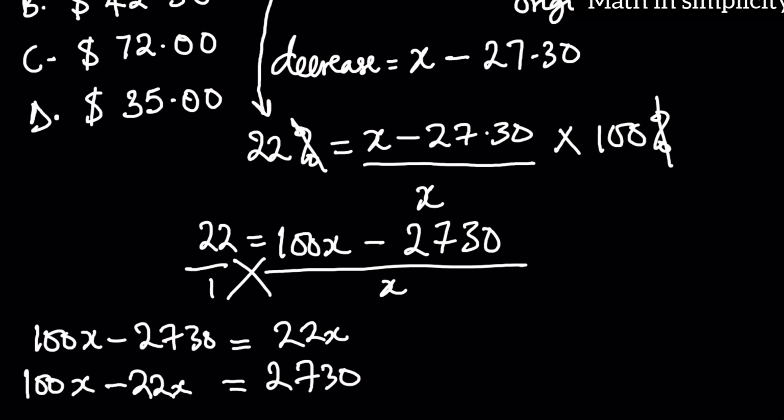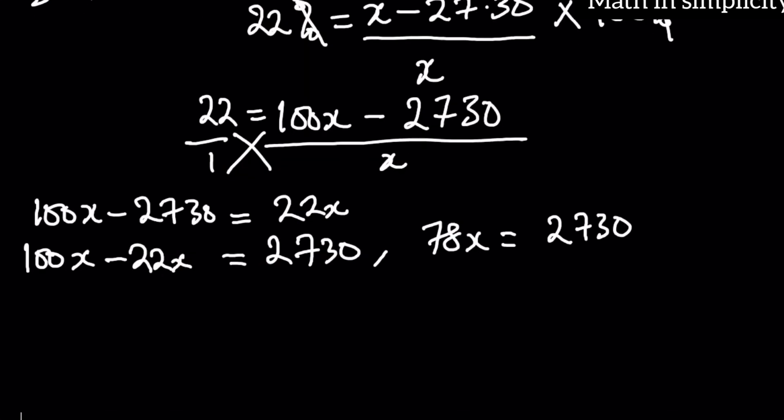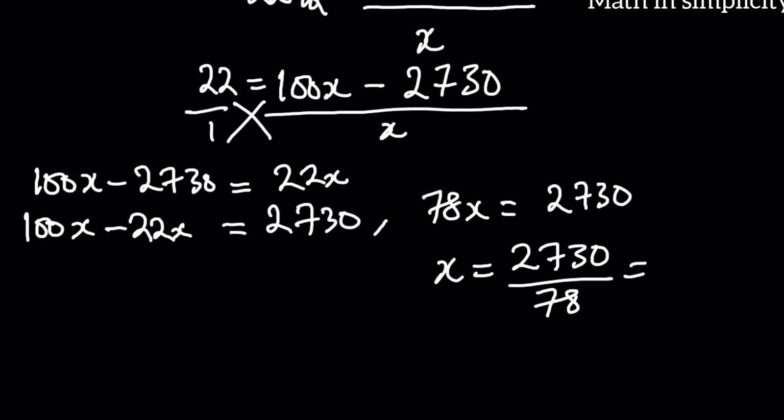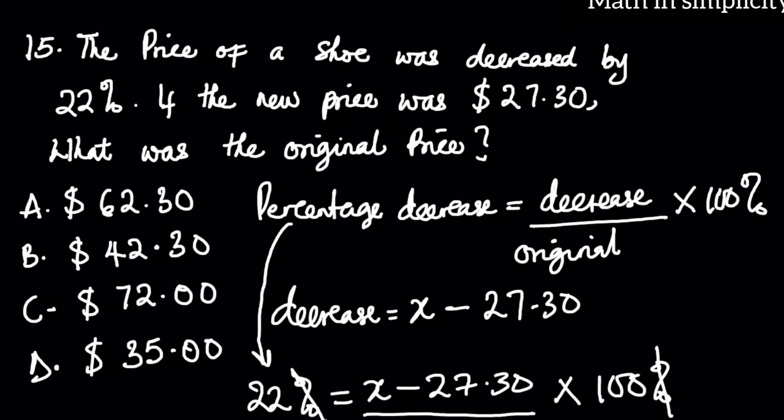So 100 minus 22 should give us 78, right? Yeah. So we have 78x is equal to 2730. So finally, dividing by the coefficient of x, which is 78, x is going to be 2730 divided by 78. And if you punch this in the calculator, you're going to have 35. Since they gave us the value in dollars, you have $35. That is the original price. So let's check, $35 corresponds with option D. So that's the answer for this question.